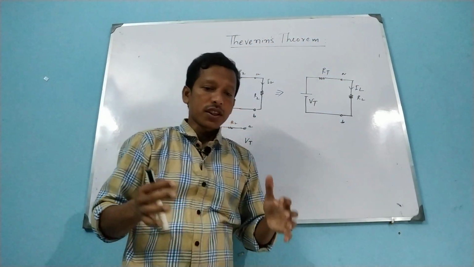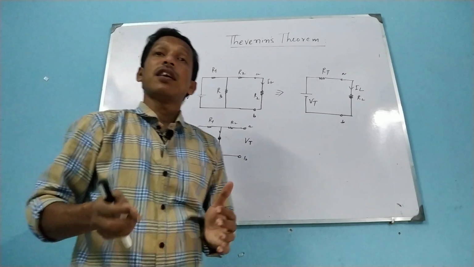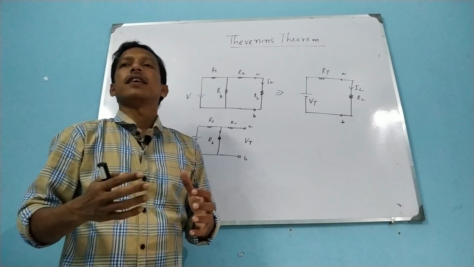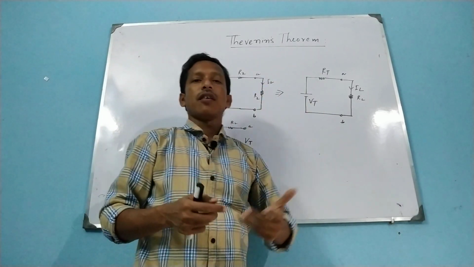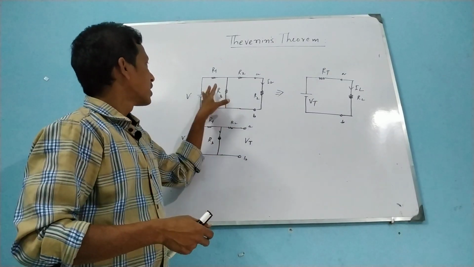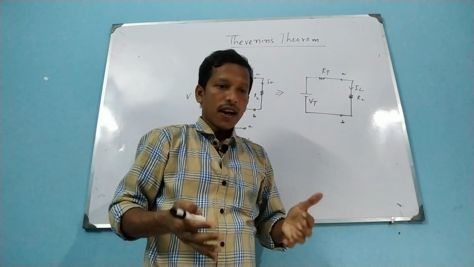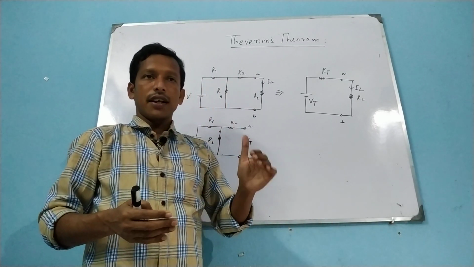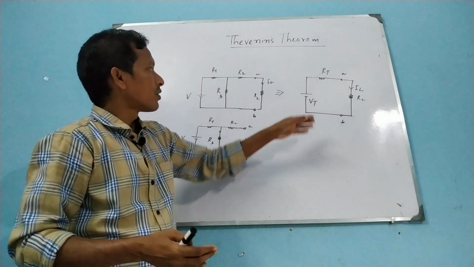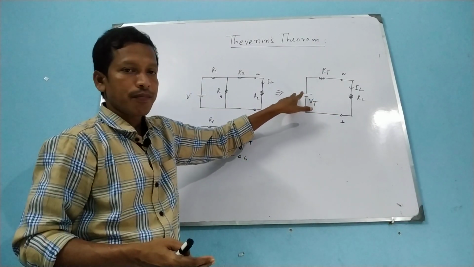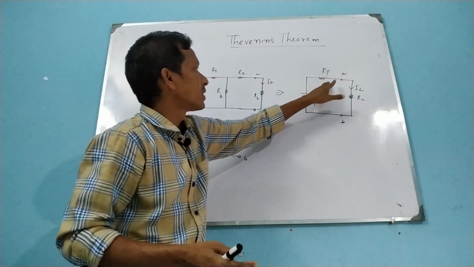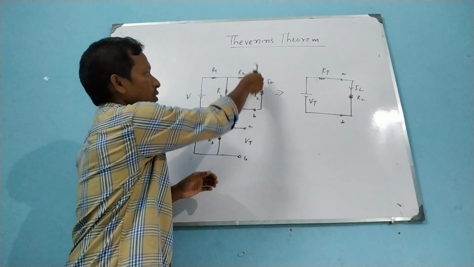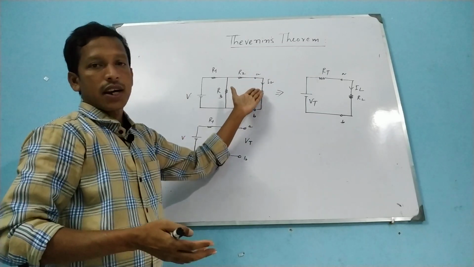What is Thevenin's theorem? This theorem is used to simplify a two-terminal linear network, and we can easily calculate the value of current in any component of the circuit. According to this theorem, a circuit containing a number of energy sources and resistances can be replaced by an equivalent circuit consisting of a single voltage source Vt in series with resistance Rt, and this is the load resistance. This is the load resistance through which I want to calculate the value of the current.